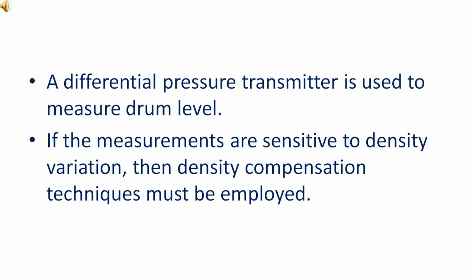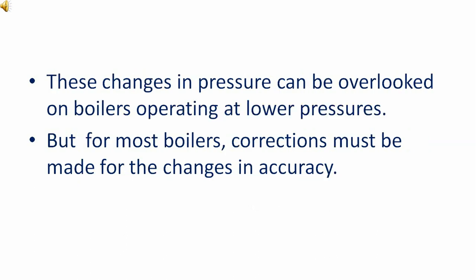A differential pressure transmitter is used to measure drum level. If the measurements are sensitive to density variation, then density compensation techniques must be employed. The changes in pressure can be overlooked on boilers operating at lower pressures. But for most boilers, corrections must be made for the changes in accuracy.